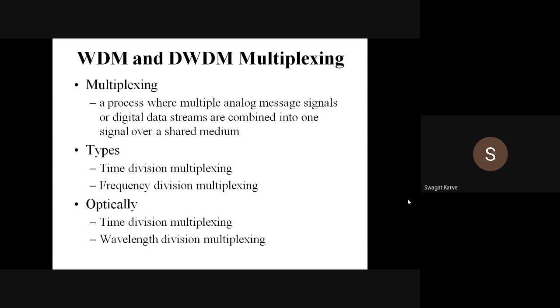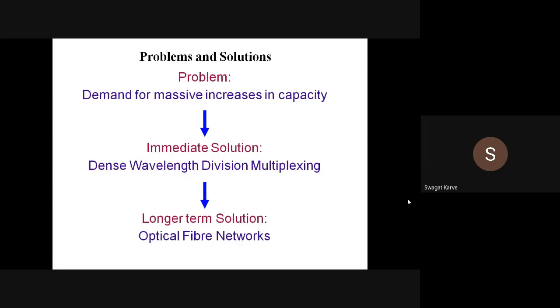To increase the channel capacity and the data rate, multiplexing techniques are very essential. So in your analog and digital systems, you have two major types of multiplexing that are used: time division multiplexing and frequency division multiplexing. Similarly, in optical communication, there are two types of multiplexing that are mainly used. First one is time division, and second one is WDM, that is wavelength division multiplexing, right? Wavelength division multiplexing.